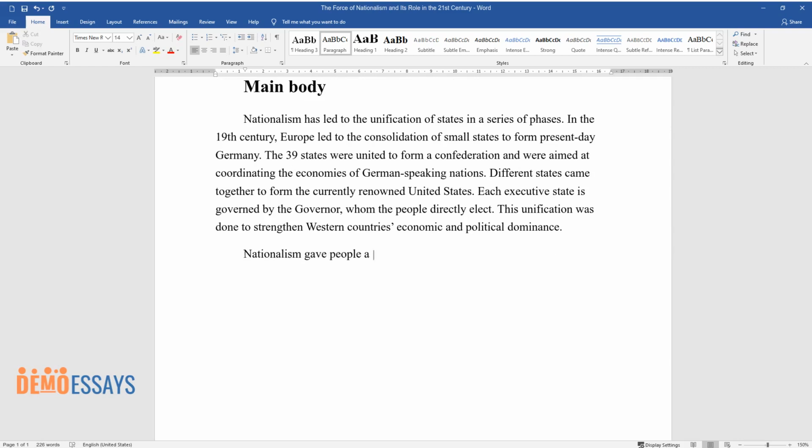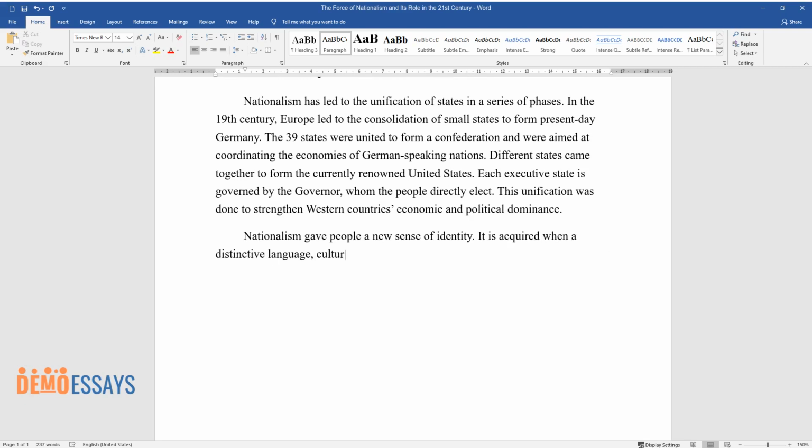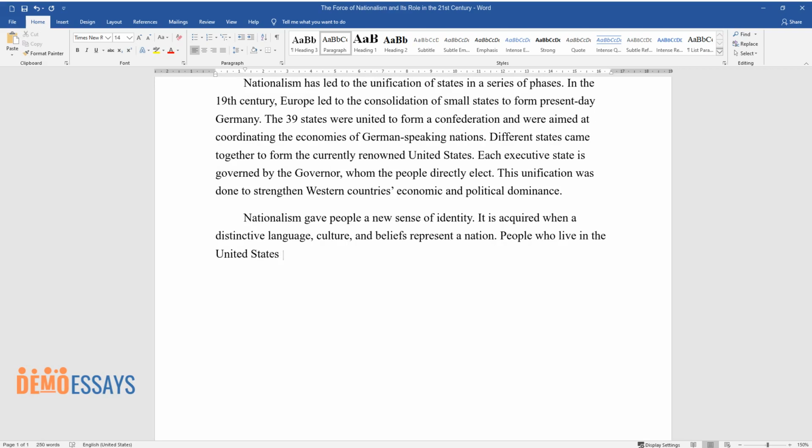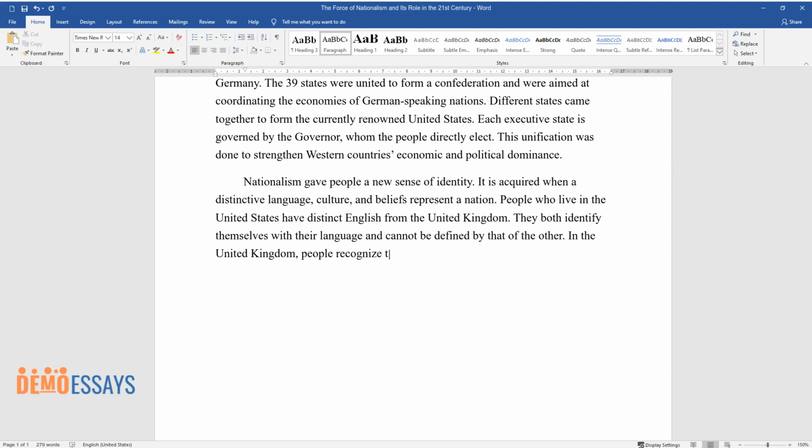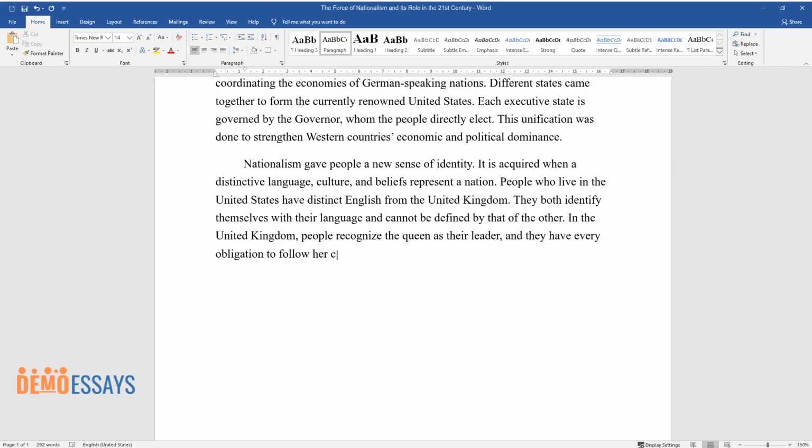Nationalism gave people a new sense of identity. It is acquired when a distinctive language, culture, and beliefs represent a nation. People who live in the United States have distinct English from the United Kingdom. They both identify themselves with their language and cannot be defined by that of the other. In the United Kingdom, people recognize the Queen as their leader, and they have every obligation to follow her command.